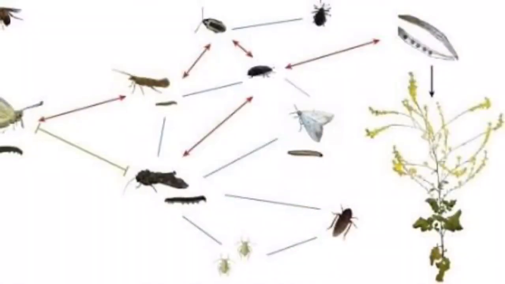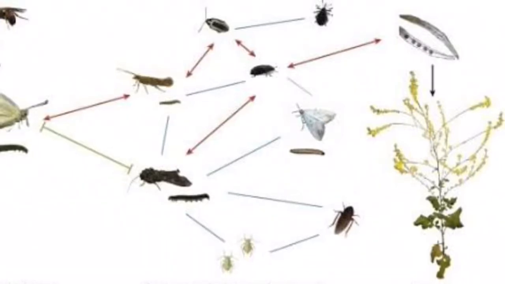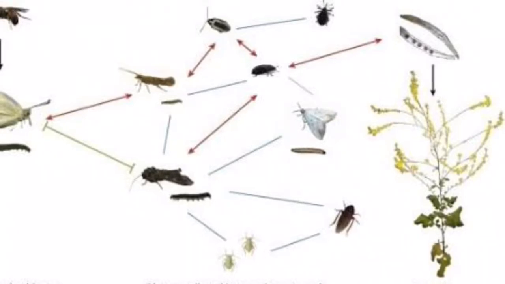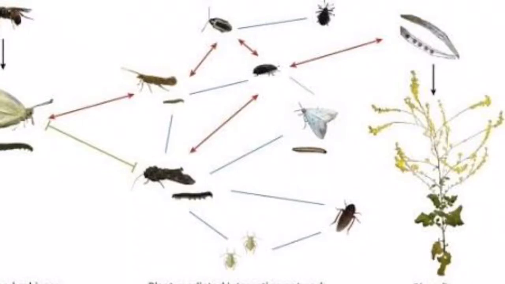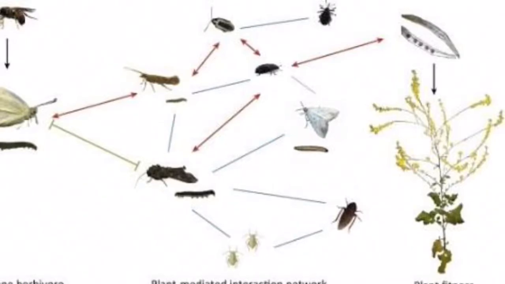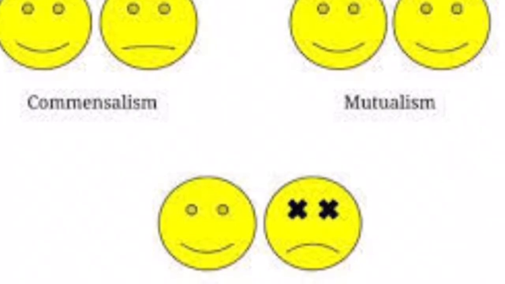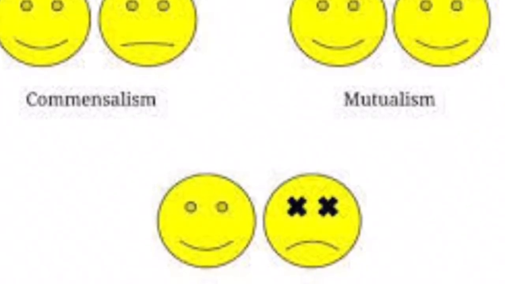Predation, herbivory, and keystone species. An interaction in which one animal captures and feeds on another animal is called predation. An interaction in which one herbivore feeds on producers is called herbivory. Changes in the population of a single species, often called a keystone species, can cause dramatic changes in the structure of a community. Symbiosis. Symbiosis means living together.